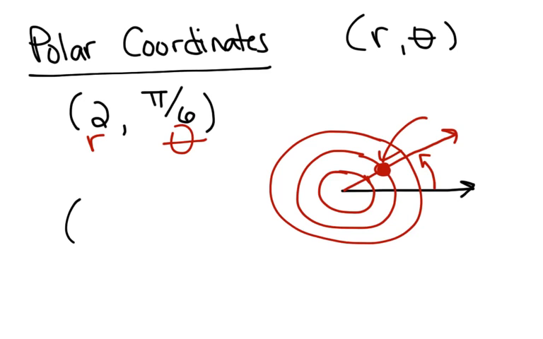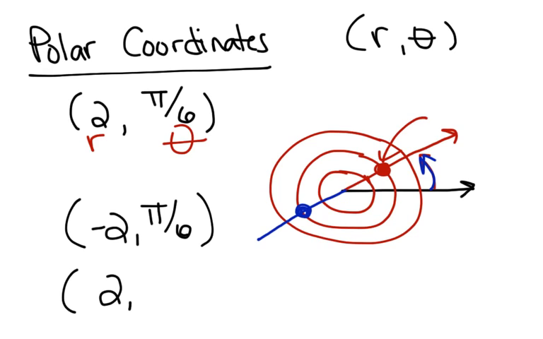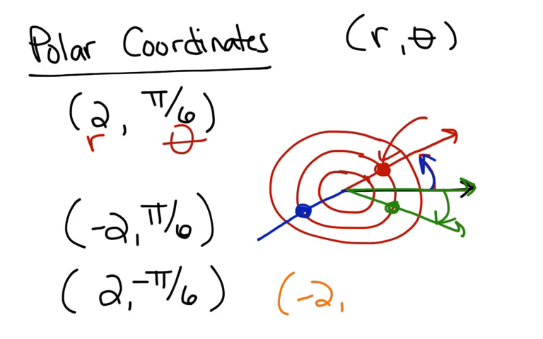However, if I change that problem to be negative 2, pi over 6, you would still go pi over 6. But negative 2 means instead you go 180 degrees the other direction. If I change this problem to be 2, negative pi over 6, that just says start here at initial position and go clockwise pi over 6, and then go 2 out. But if I said to go negative 2, negative pi over 6, you would start by going in the clockwise direction, and then you would go backwards to 2.